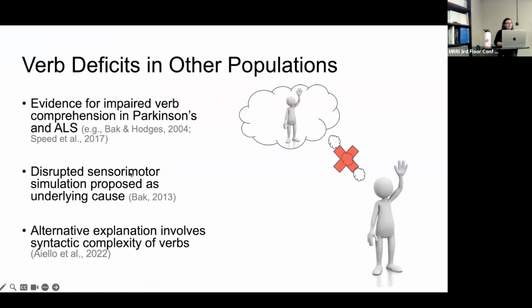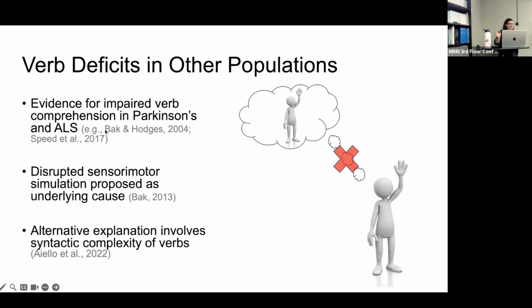Some of the frameworks developed to explain these verb deficits in these diseases involve the disruption of sensory motor stimulation. Since these diseases tend to impact more frontal motor regions or the frontal striatal circuit, the argument is that if you were trying to comprehend or retrieve the concept of waving, and you have difficulty simulating that for yourself on a sensory motor level, this would impair your linguistic ability to retrieve or comprehend waving.